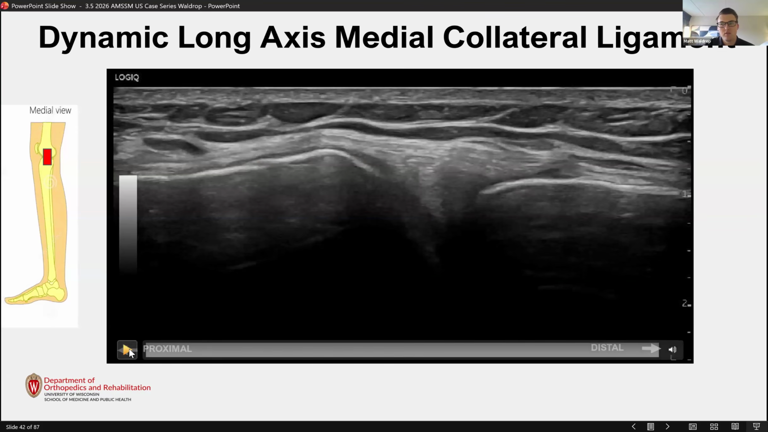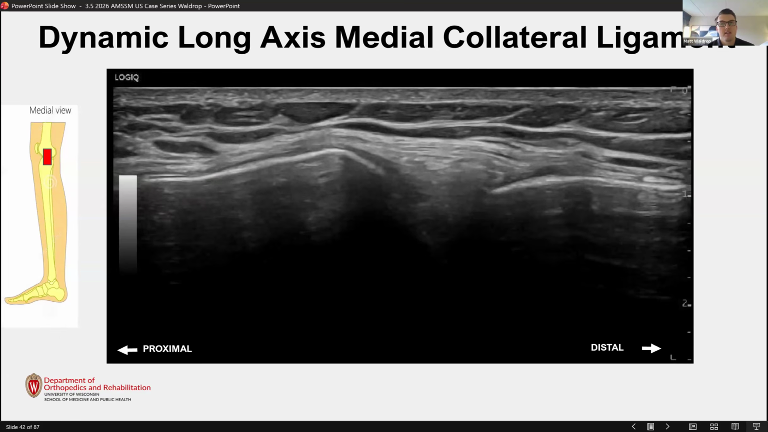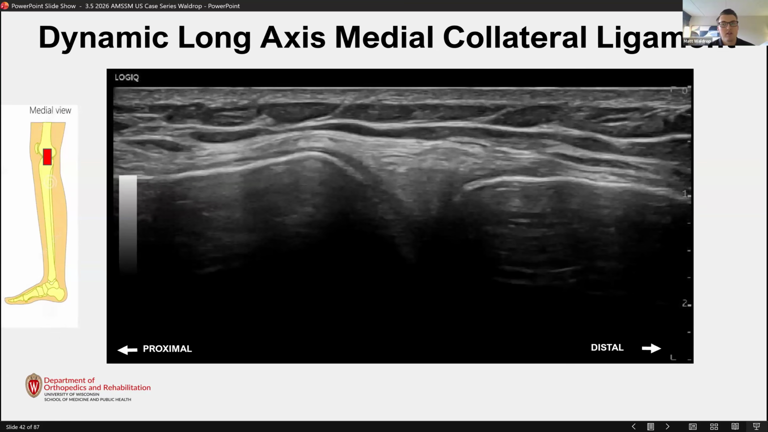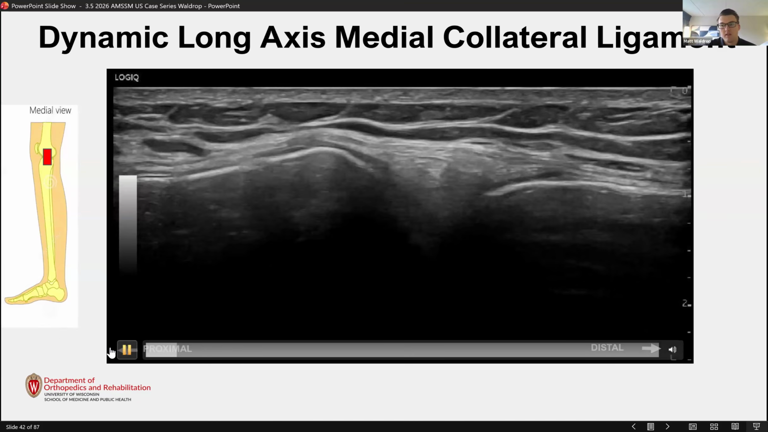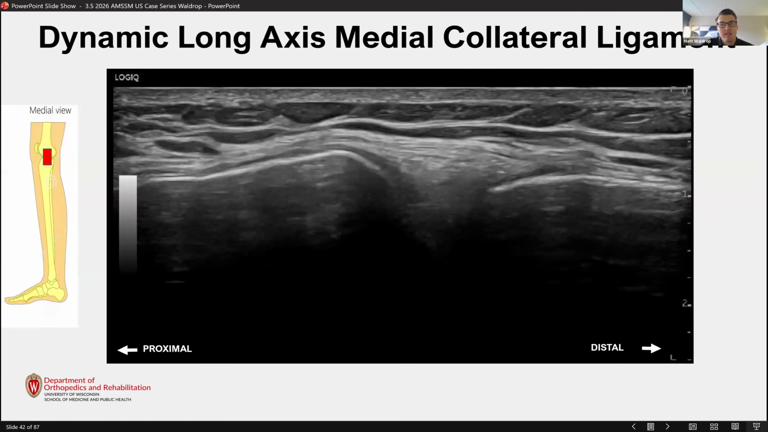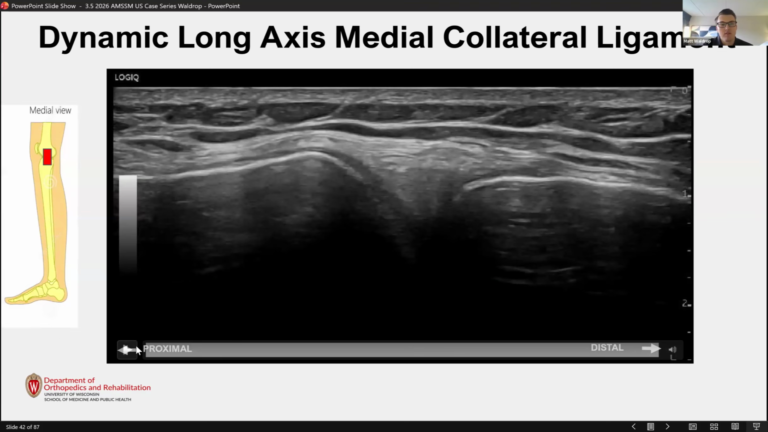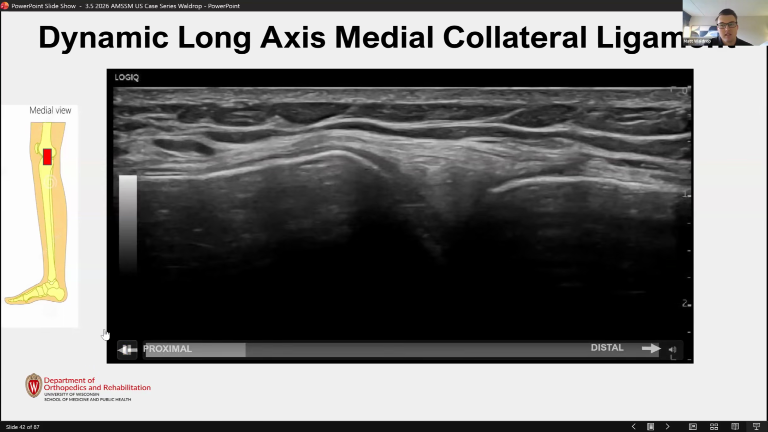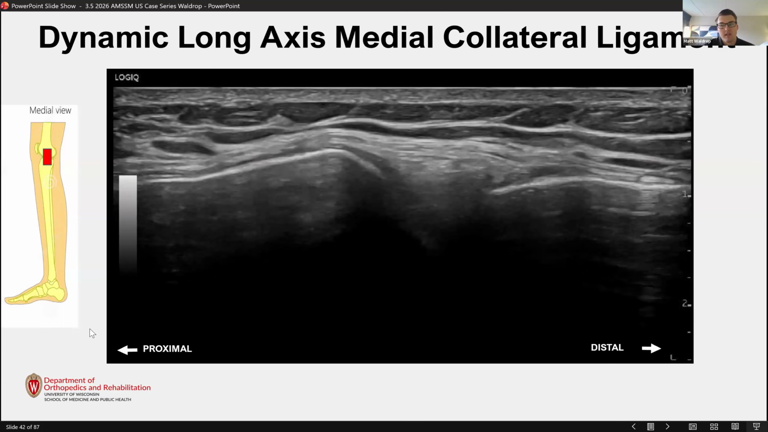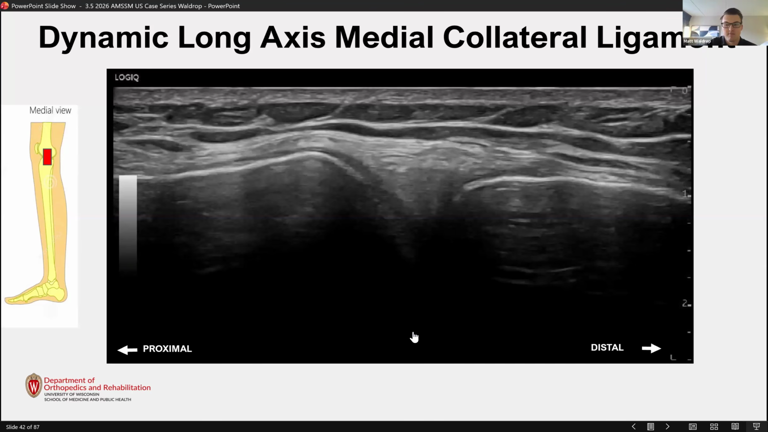One thing we can do to evaluate the integrity of the MCL is with dynamic stress testing. We do this by putting valgus force on the knee while evaluating the MCL and medial joint line in long axis, and that can help us evaluate for possible gapping of that tendon. If clinical suspicion is high, you may want to evaluate the ligament in long axis at multiple levels to fully assess the length of that MCL tendon. This was a normal examination of the MCL with normal dynamic MCL testing.